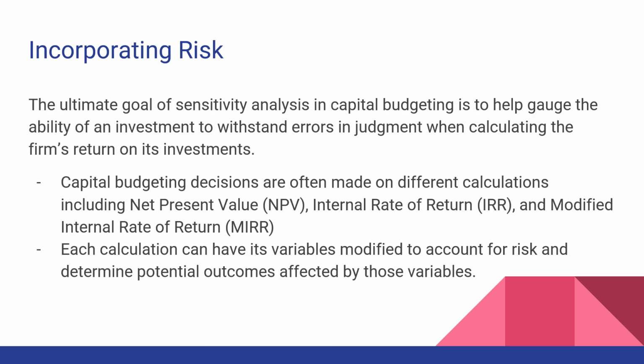There are multiple calculations utilized in the capital budgeting process. The three primary calculations include net present value (NPV), internal rate of return (IRR), and modified internal rate of return (MIRR). Each of these calculations relies on a projection of cash flows along with an estimation of the weighted average cost of capital (WACC) over the lifespan of the project.